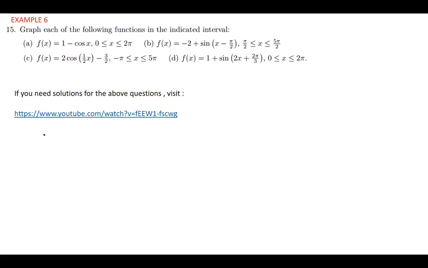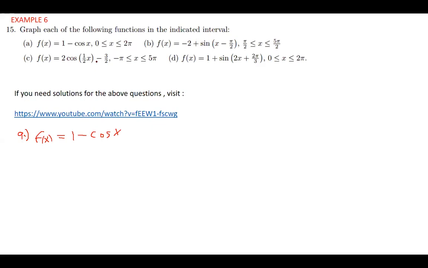I made a mistake without removing this. Anyway, let me just do it quickly down here. So this is A. So A is f of x is equal to, let me just copy it here, 1 minus cos x. And then the domain that has been given is from 0 to 2 pi.